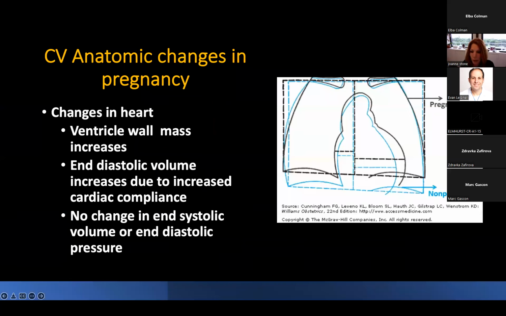Anatomically, the entire chest cage changes. Not only do you have elevation of the diaphragm, but you also have widening of the chest by about 2 to 3 centimeters, which is why a lot of pregnant patients complain of rib pain. As far as the heart itself is concerned, the ventricular mass increases, and the end diastolic volume increases due to the increased cardiac compliance from the relaxation of the muscle from the estrogen and progesterone, as we just talked about. This allows the heart to accommodate the increase in volume. There's no change in end systolic volume or end diastolic pressure, which is also advantageous for the mom.